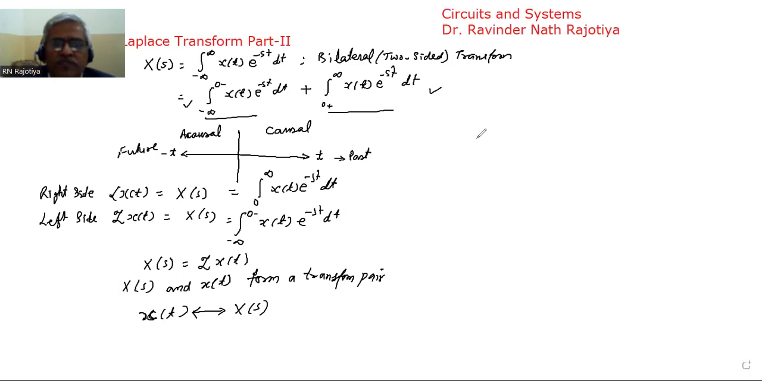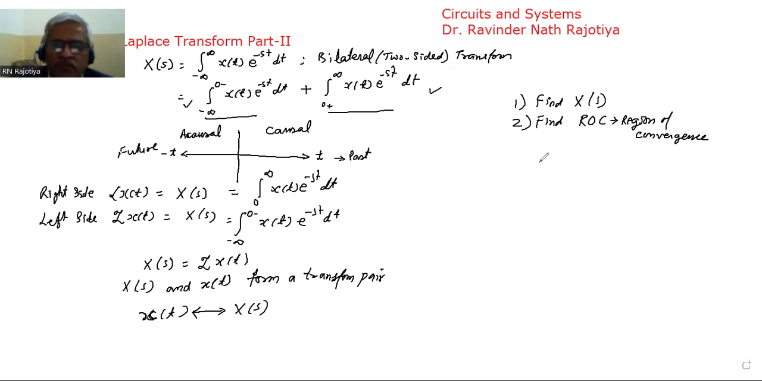It also means that if you are asked to find the Laplace transform of a given signal, you need to find the value of X(s). So there will be two parts. One is to find X(s), and we also need to find the ROC. Only then the solution will be complete. So what is this ROC? This ROC is nothing but the region of convergence.